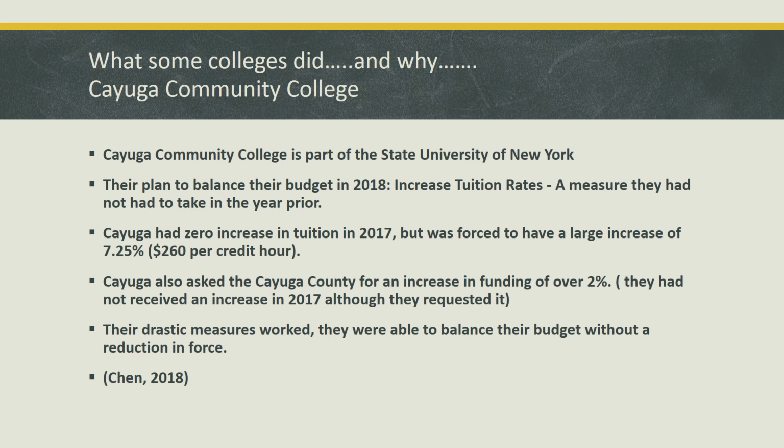In addition to that, Cayuga also asked Cayuga County for an increase in funding of over 2%. That's kind of important because they had not received an increase in 2017, although they had requested it. Those two things together, they felt, would let them balance their budget. And it worked. Their drastic measures worked. They were able to balance their budget without a reduction in force. So their calculated guesses and best practices actually worked.